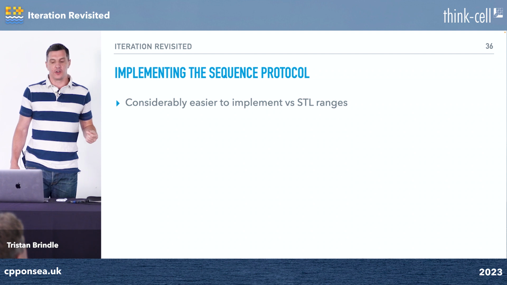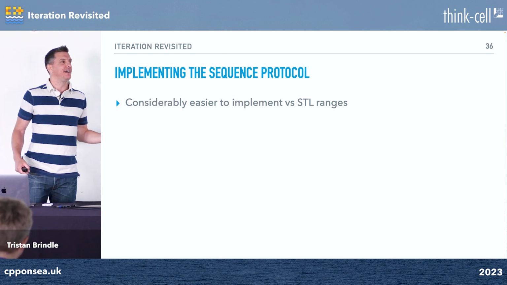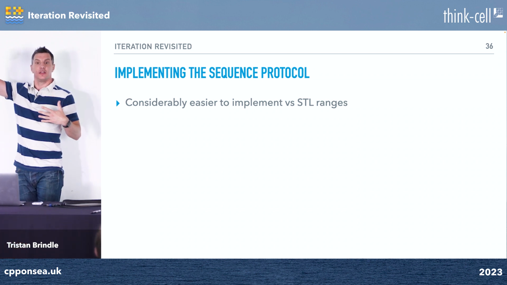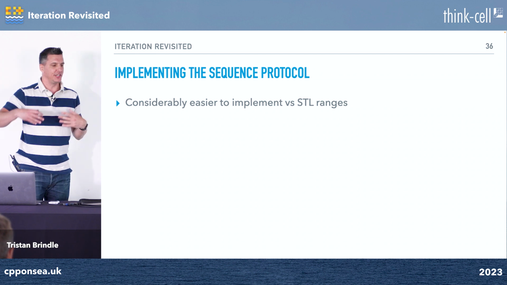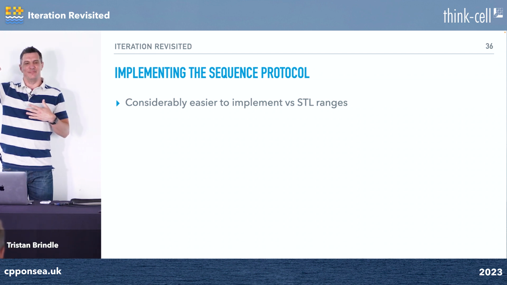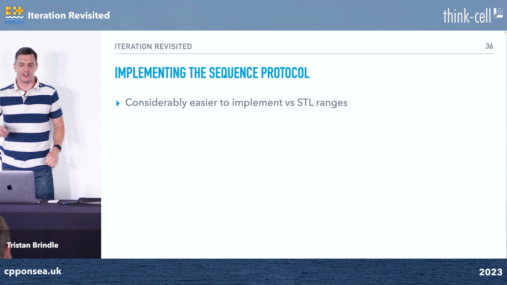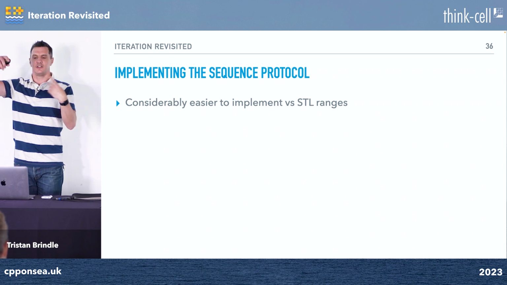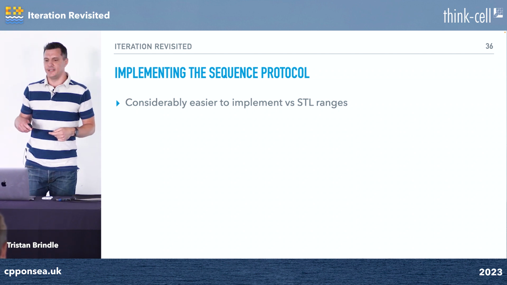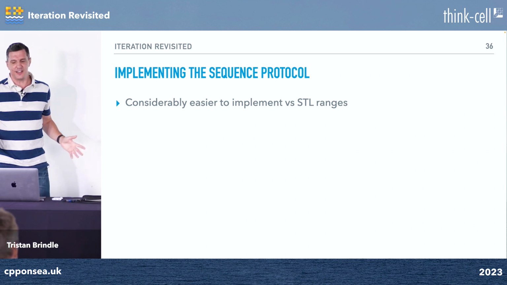So implementing the sequence protocol, at least in my opinion, because I wrote it, is considerably easier than trying to implement the full range API, where you've got to write an iterator implementation, which needs goodness knows how many operator overloads if you're going all the way up to random access. It's a huge list. I can't even remember how many there are. Lots and lots. And then you've got to write a begin and end that return the start iterator and the end iterator. And then you think, oh no, I need a begin and end const. And then you're like, oh no, now I've got to write a const iterator type. And so you end up templating your iterator class, and then you've got to worry about converting constraints. Anyway, it's a nightmare, right?